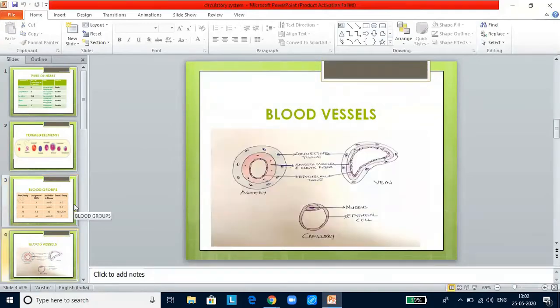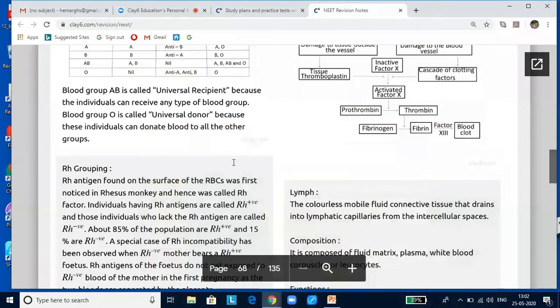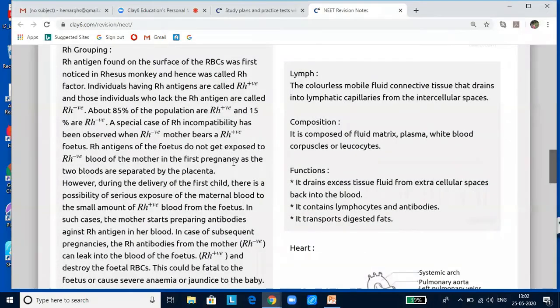Now, let us look into the RH grouping. So you must have heard of people saying that I have RH positive, RH negative grouping. And what is this RH grouping? RH antigen is similar to that present in the rhesus monkey, and it is also observed on the surface of RBCs of about 80% of humans.